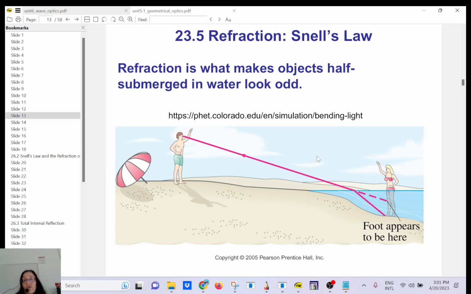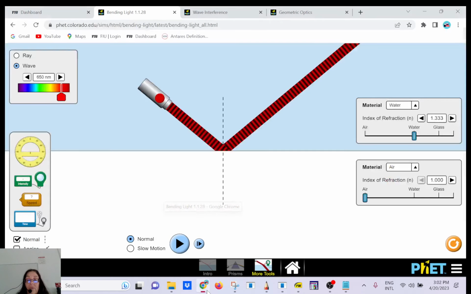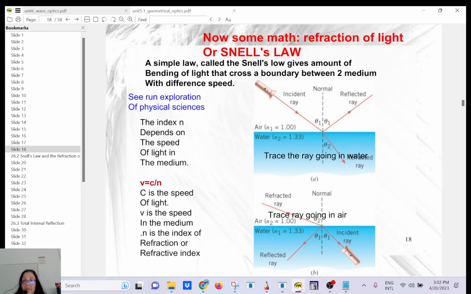So when you go from slow to fast, it's going to be refracted toward the normal. And when you go from fast to slow, it's going to be refracted in this direction. But when you go from slow to fast, it is going to be refracted away. Okay, so the best way to understand how it works is to play with this simulation.